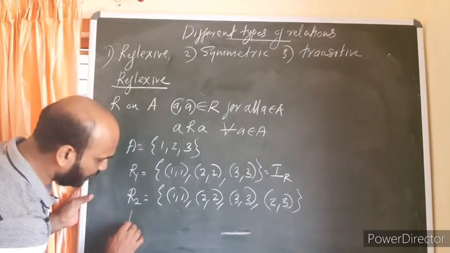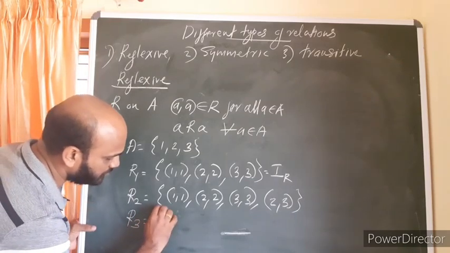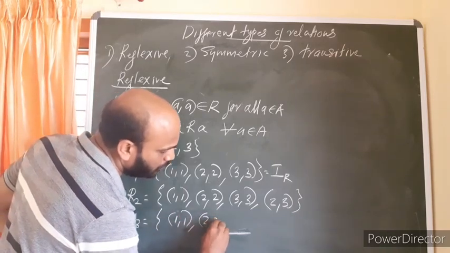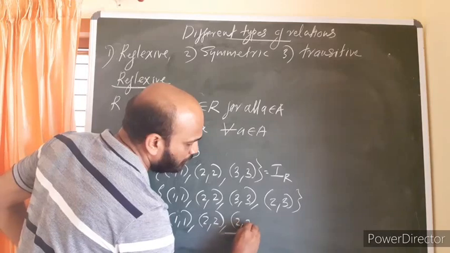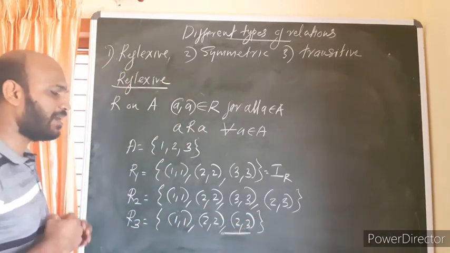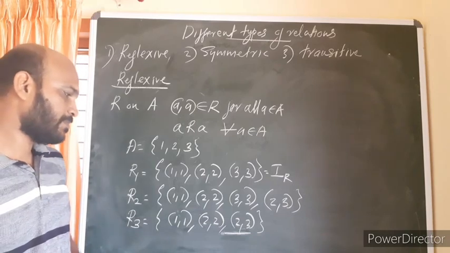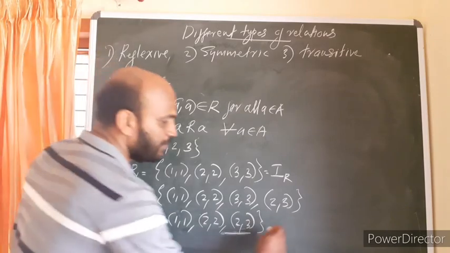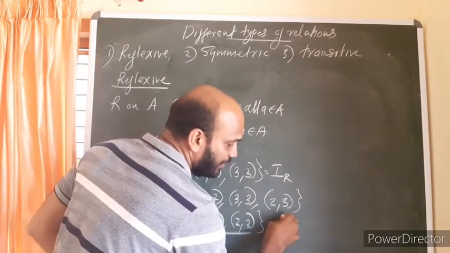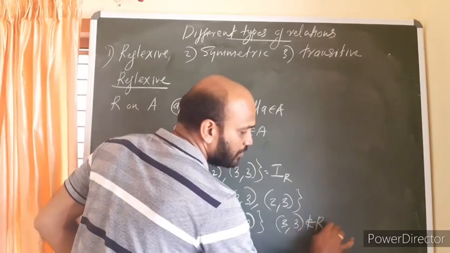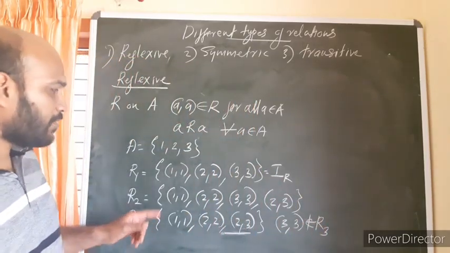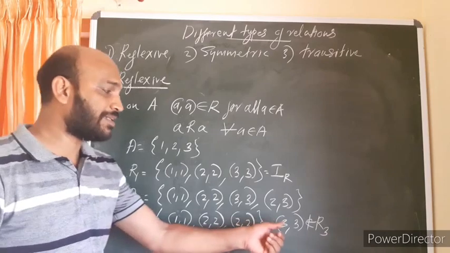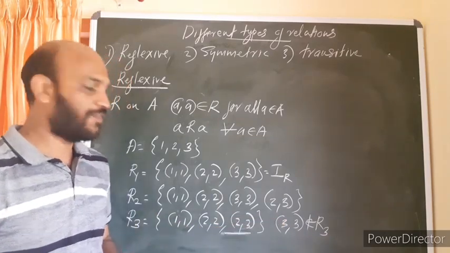Okay. Now R3, which contains elements as (1,1), (2,2), (2,3). Just check whether R3 is reflexive or not. Clearly R3 is not reflexive because (3,3) does not belong to R3. R3 is reflexive only if it contains (1,1), (2,2) and (3,3). But (3,3) is not there. So R3 is not reflexive.